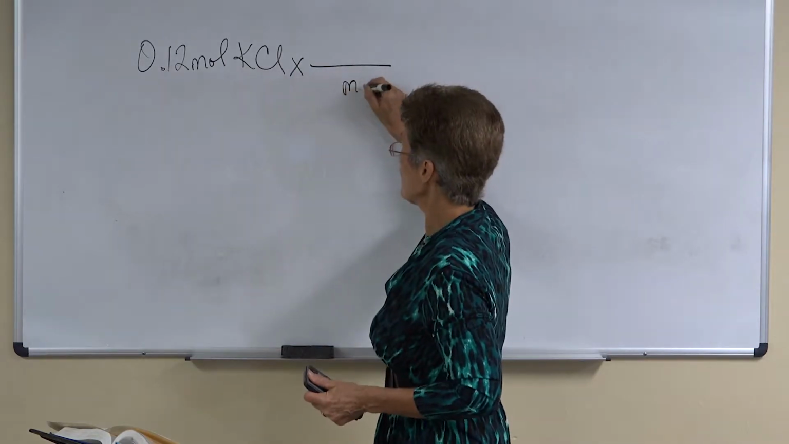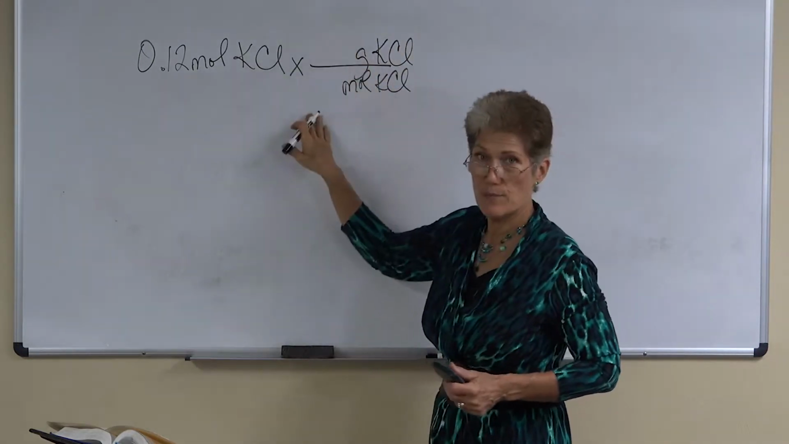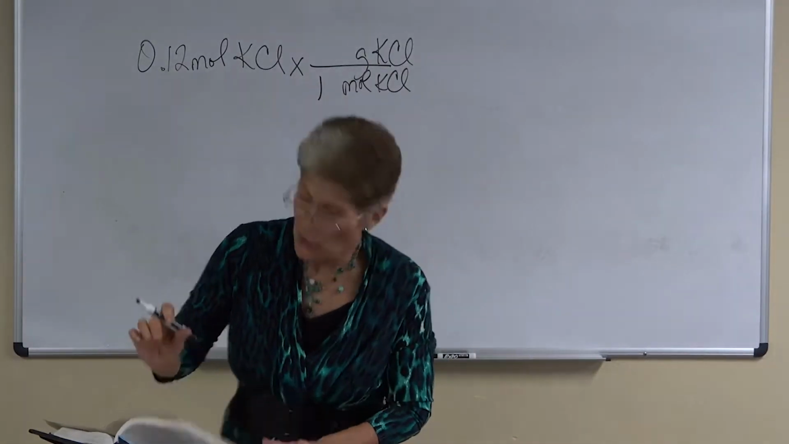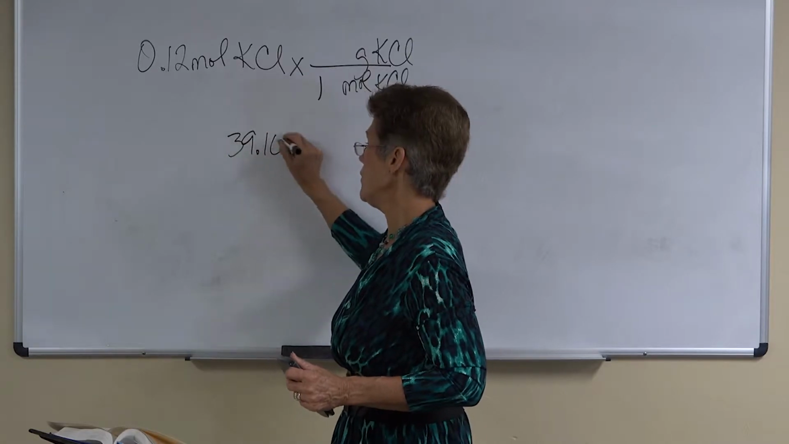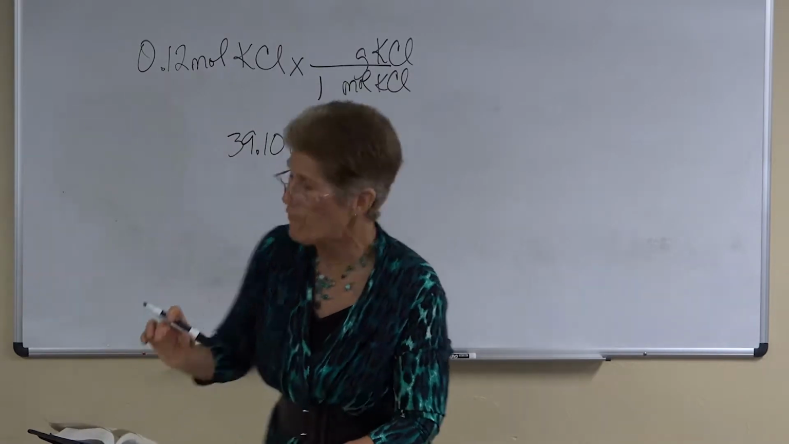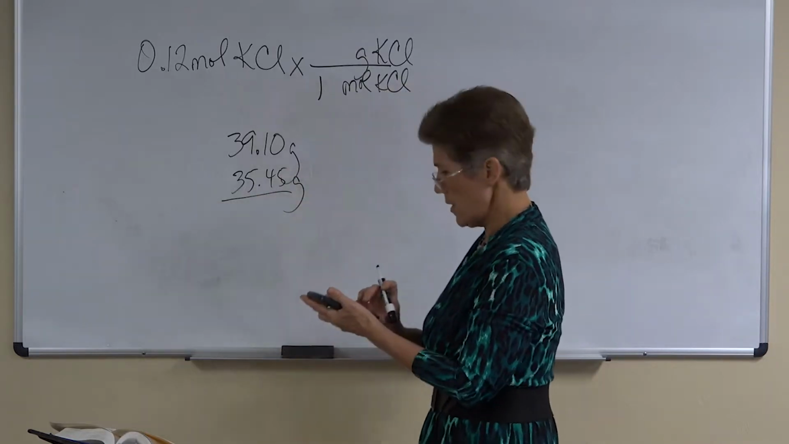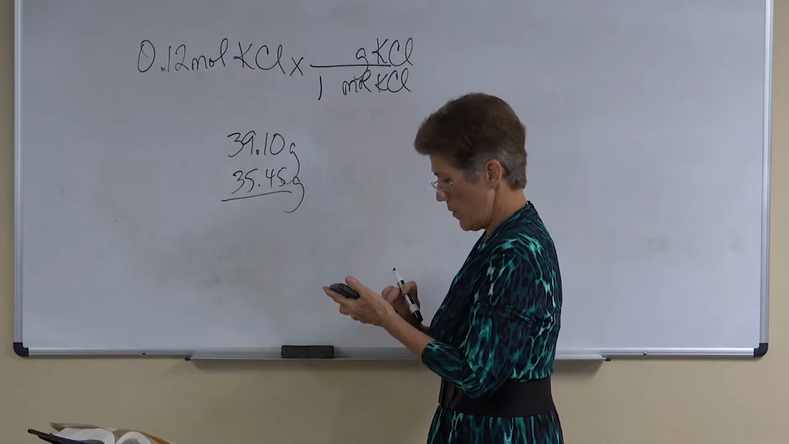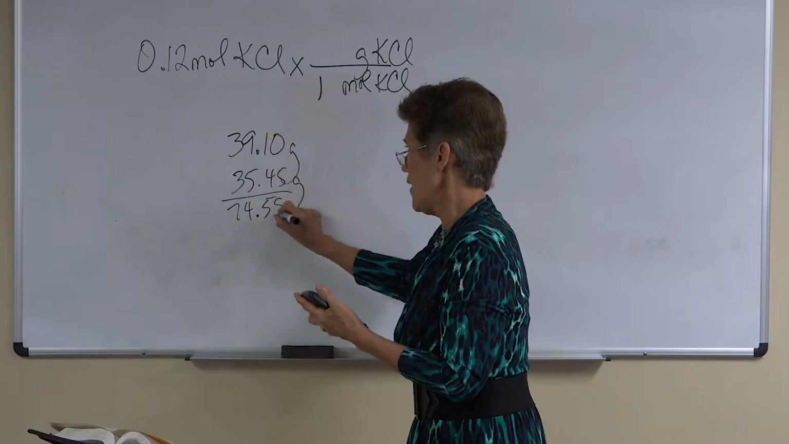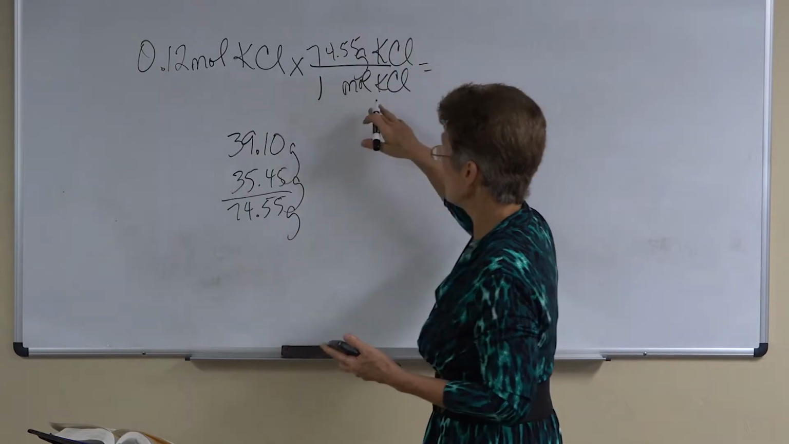Times line. Whatever's here always goes down here. And we're trying to get to grams of potassium chloride. And we can do grams to moles of the same thing. 1 mole, we're going to add this up. So we're going to look up potassium. Potassium is 39.10 grams. That's the potassium. And then the chlorine, we looked that up. We have 1 of those, 35.45 grams. And so that's going to give us 74.55 grams. So I put that in here, 74.55 grams for every mole of that.